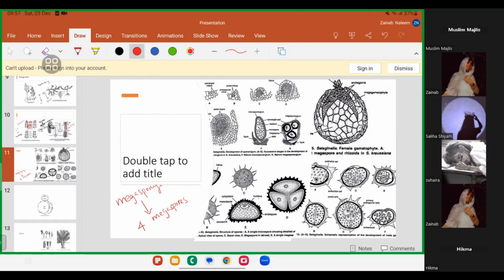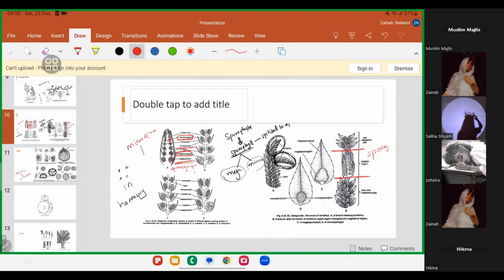By meiosis, the microsporangium produces numerous small microspores. In the same manner, the microsporangium produces a numerous amount of microspores. We cannot count them, so it's a numerous amount. Both types of spores have thick, tough walls. Microspores are retained in the microsporangium and develop into young male gametophytes.